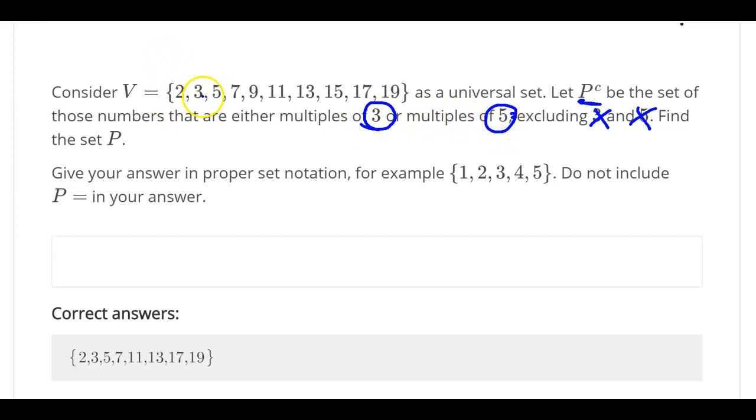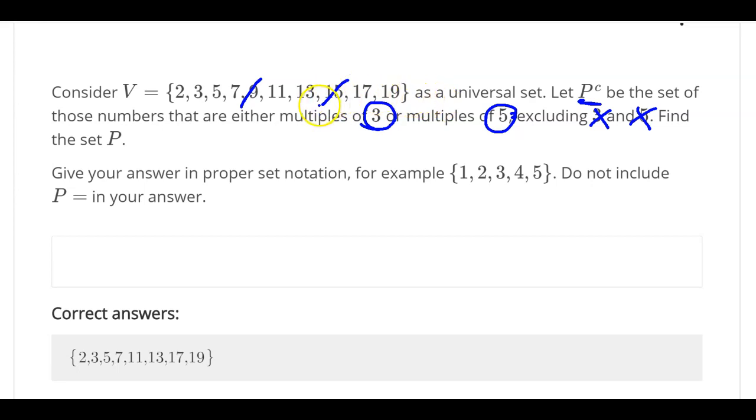So 2, that stays. 3, remember they said I cannot have 3 in there, excluding 3. So 3 stays. 5, excluding 5, 5 stays. 7, voila, 9 is a multiple of 3, so 9 is gone. 11, 13, 15 is a multiple of 5, so 15 is gone.